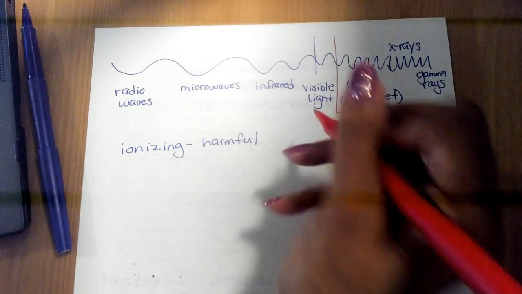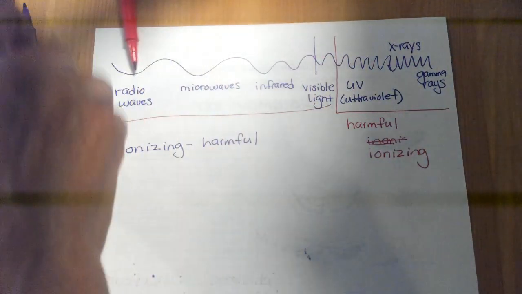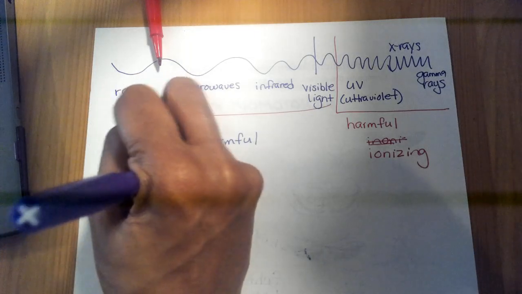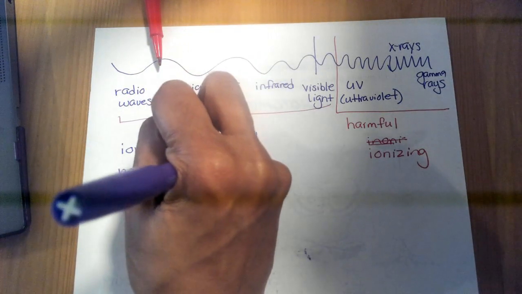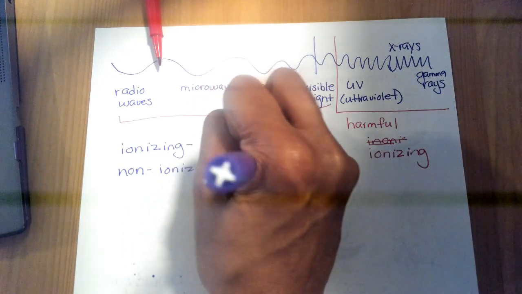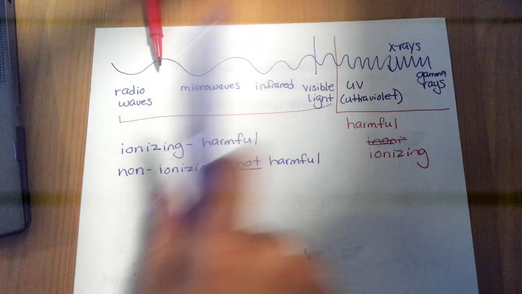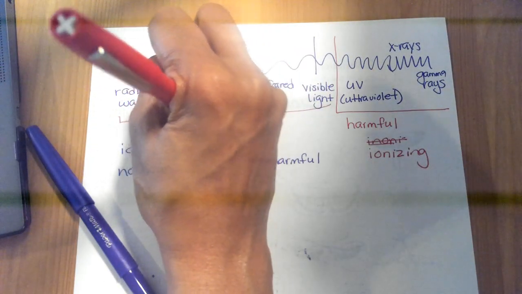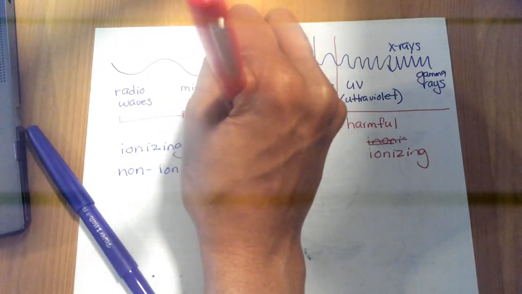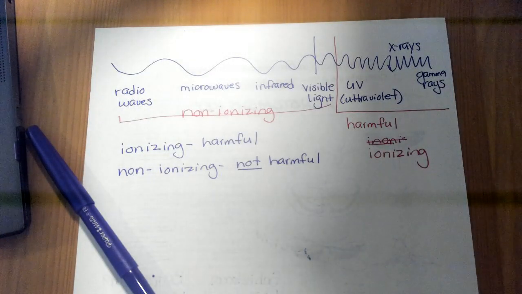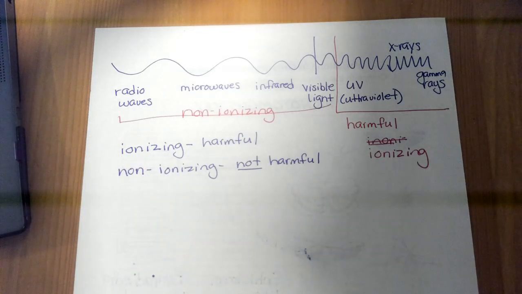Okay, and then this half of the electromagnetic spectrum we said are non-ionizing. That means they are not harmful. So this half is non-ionizing. Okay, so radio, microwaves, infrared, and visible light, they are non-ionizing. Okay, so I'm going to give you a chance to write that down, and then we're going to do a couple other things, and then we'll be done.